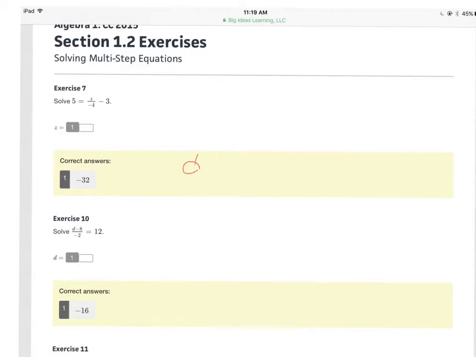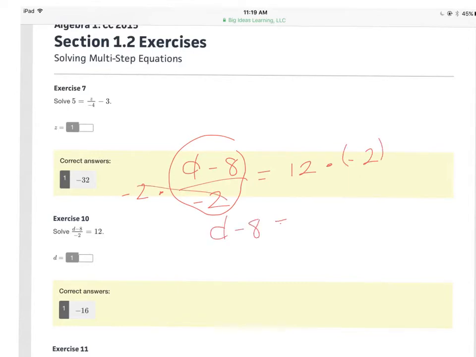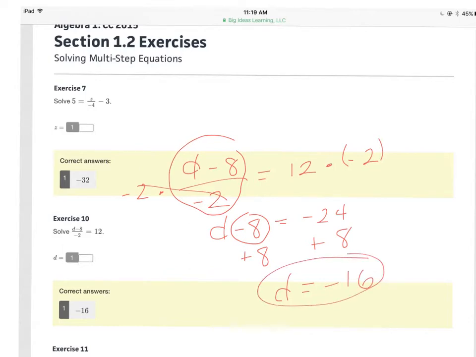Second one, we've got d minus 8 over negative 2 is equal to 12. And there's no addition or subtraction outside of this. So we're going to have to multiply by negative 2 on both sides. That gives us d minus 8 is equal to negative 24. And then to get rid of this negative 8, we're going to add 8. d is equal to negative 16. So there's your first two. Let's take a look at some more.